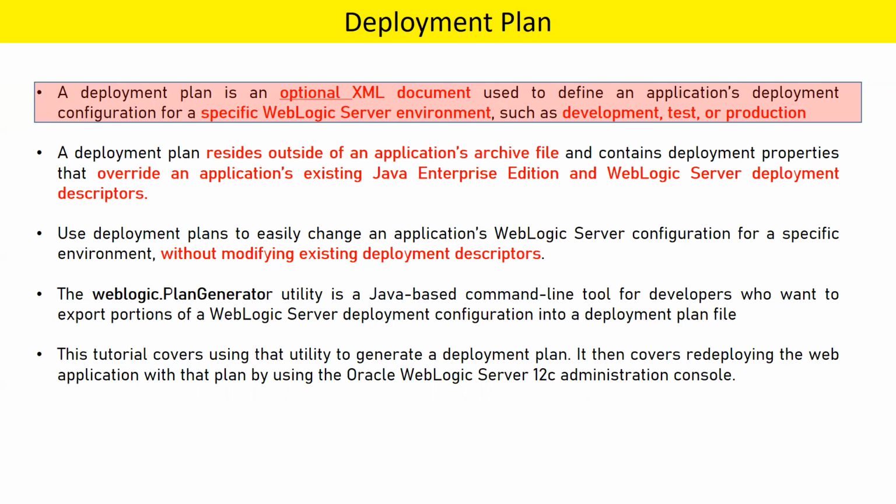Basically, this is a small XML document, a small text file in XML format, and you should define an application's deployment configurations for a specific WebLogic server environment, such as development, test, or production. That means this particular XML file is just like a descriptor file where we have a lot of parameters that we can design for the different environments, like development, testing, and production.